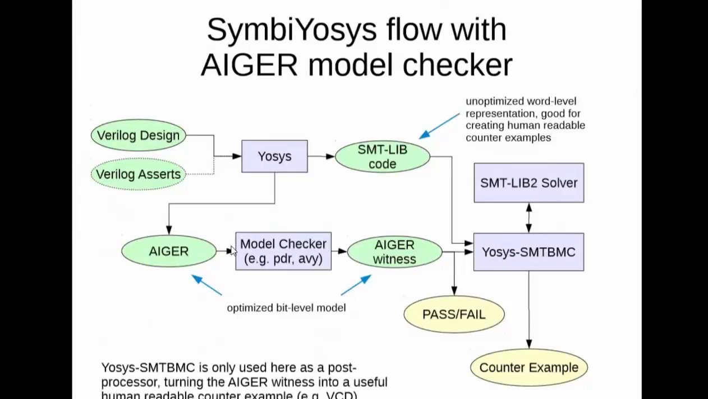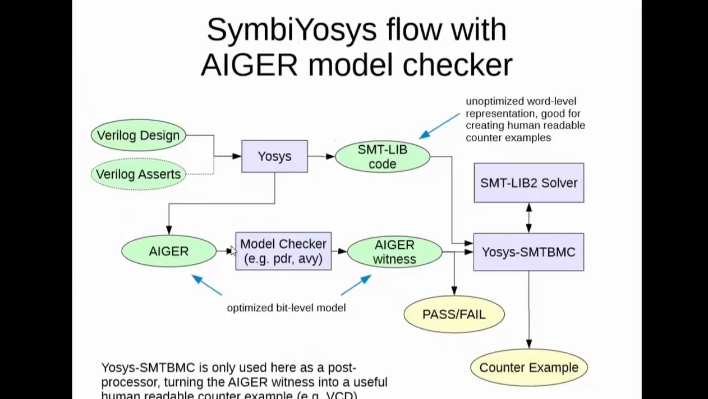I have also a couple of flows that involve AIGER-based model checkers. So AIGER is a file format for gate-level circuit descriptions that can be interesting for hardware model checking. This is what this kind of flow looks like. So I start out with a design, go through Yosys, create an AIGER file that goes through the model checker, and if the check fails, it produces an AIGER witness.